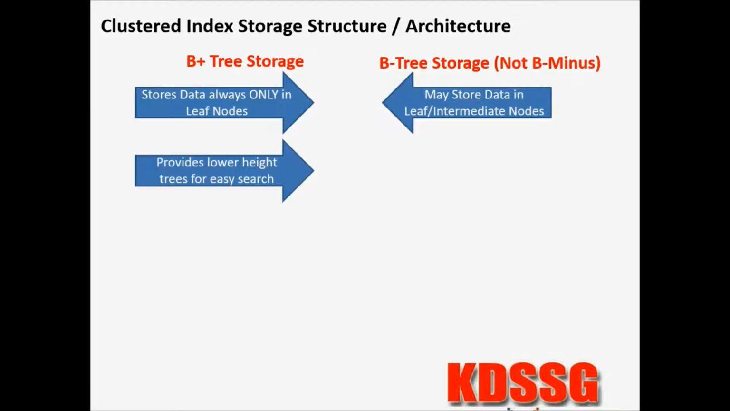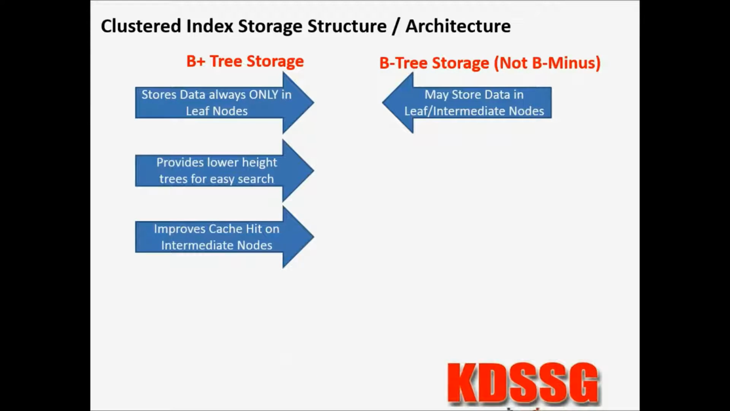So what is the advantage if we store data in the leaf node at the end of the structure? It provides lesser height. It reduces the height of the tree, and with lower heights we can search data fast. The more the height increases, the more you have to search. The more the height decreases, the faster you can search your data.